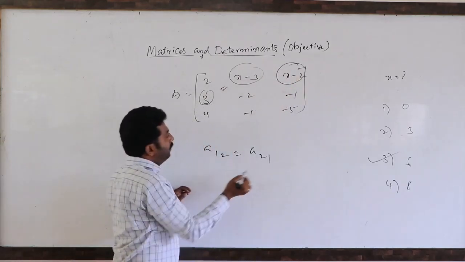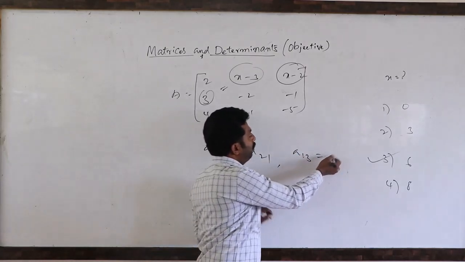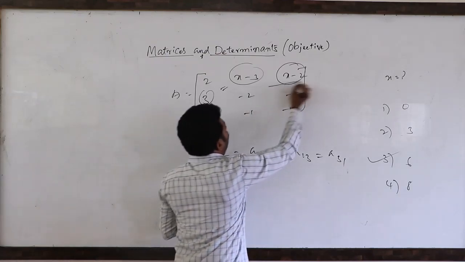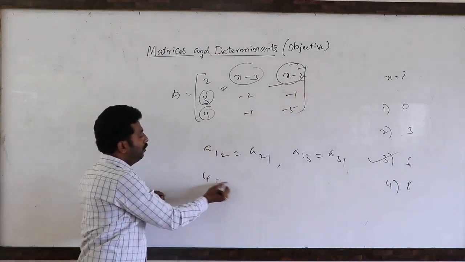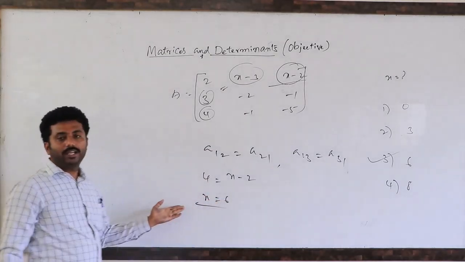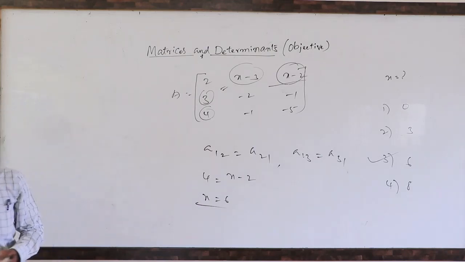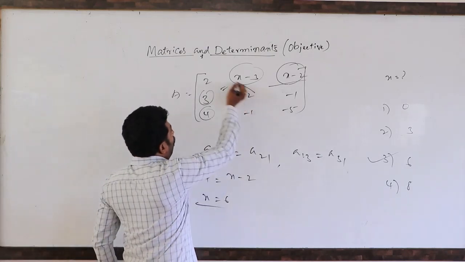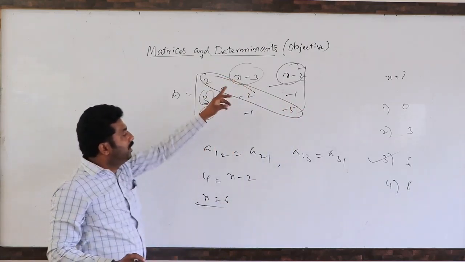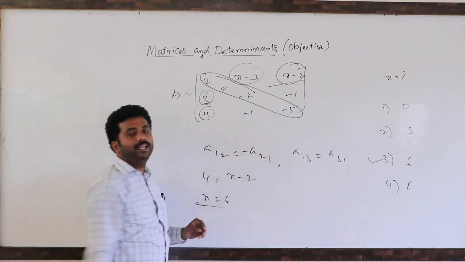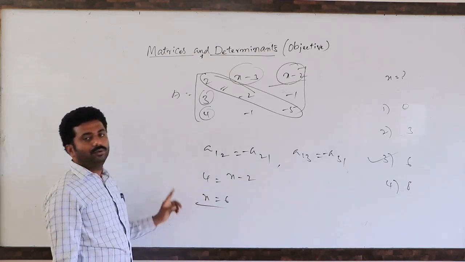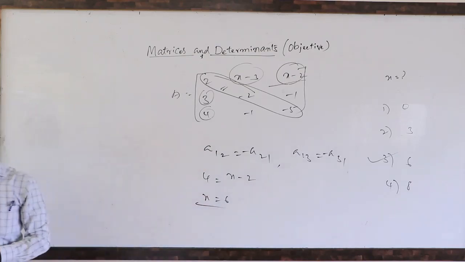A13 equal to A31, both are equal. Suppose if I take these two, 4 equal to x minus 2. So x equal to 6. You can answer like this also in a symmetric matrix. Skew symmetric means all the principal diagonal elements must be 0, and one more condition, A12 equal to minus A21, A13 equal to minus A31. So like that we have to remember symmetric and skew symmetric matrices.